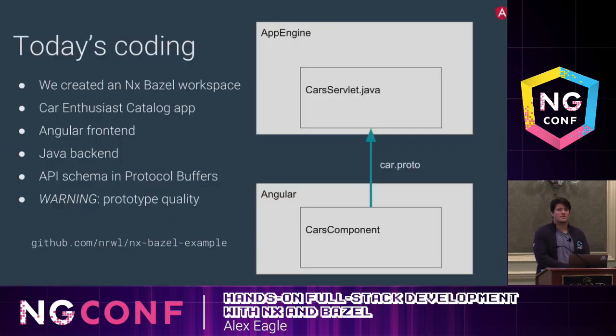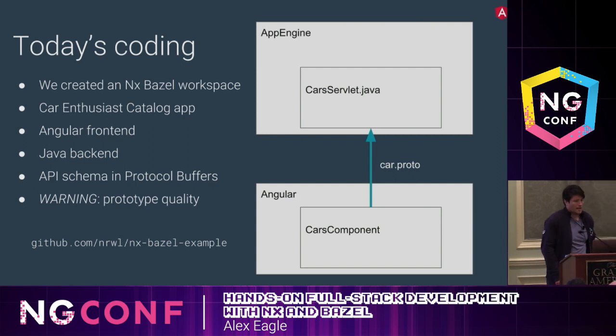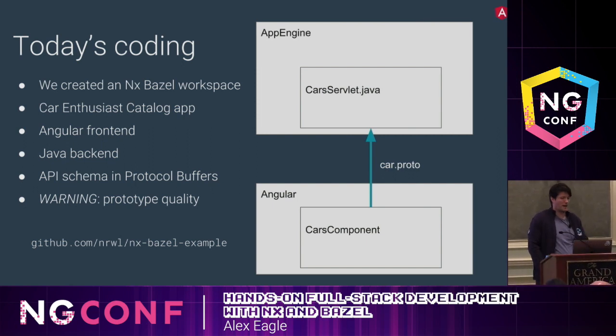So a little bit about today's coding exercise. We want this to be a hands-on experience. So we've created a repo that Alex shared with an NX Bazel workspace. It's a relatively simple app. It's a list of luxury cars, but it has an Angular front end and a Java back end. And as Alex mentioned, we're using protocol buffers, which is essentially how we share typings between the back end and the front end. And as Alex pointed out, the disclaimer is that this is prototype quality code. Please play with it and give us feedback, but don't jump into production just yet.